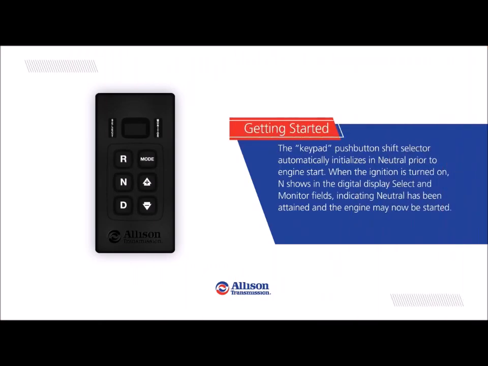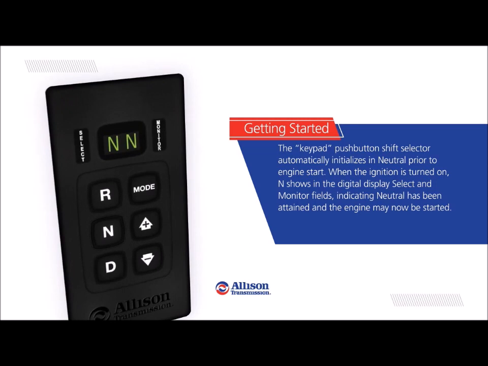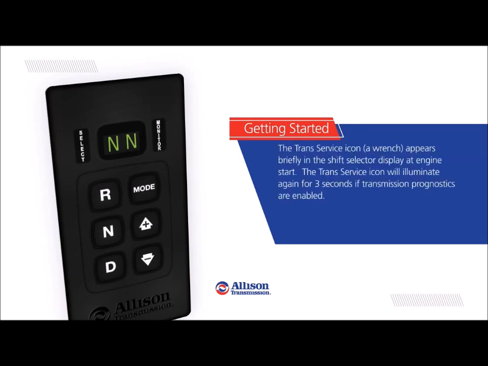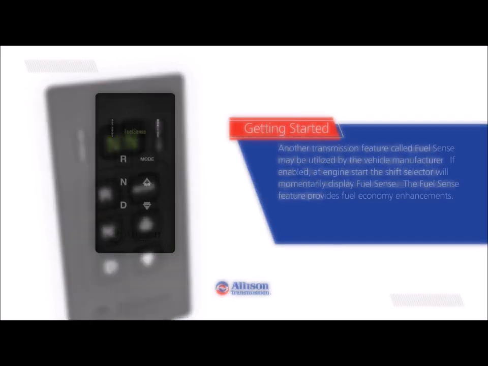Getting started. The keypad push-button shift selector automatically initializes in neutral prior to engine start. When the ignition is turned on, N shows in the digital display Select and Monitor fields, indicating neutral has been attained and the engine may now be started. The trans service icon, a wrench, appears briefly in the shift selector display at engine start. The trans service icon will illuminate again for 3 seconds if transmission prognostics are enabled.